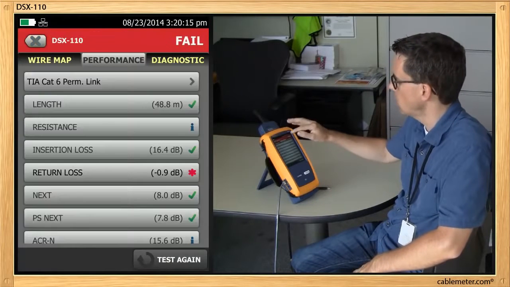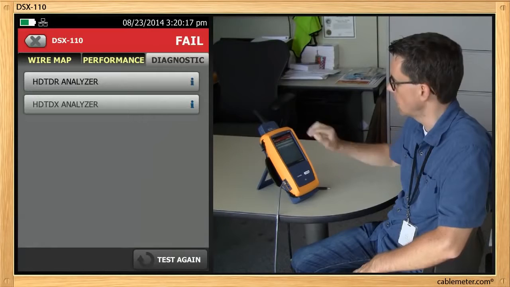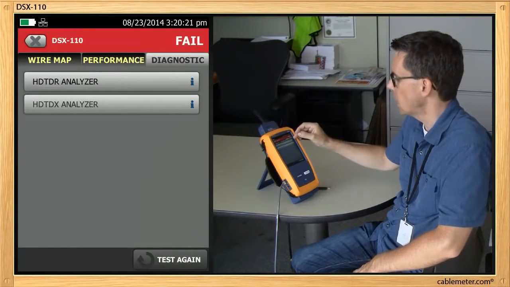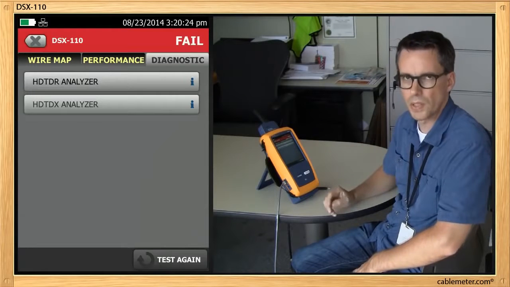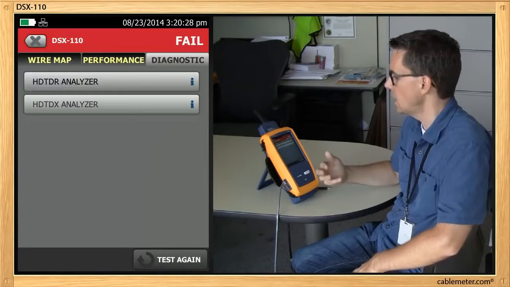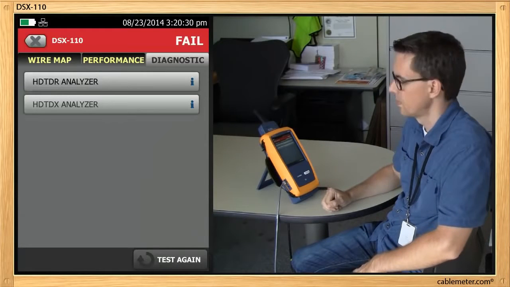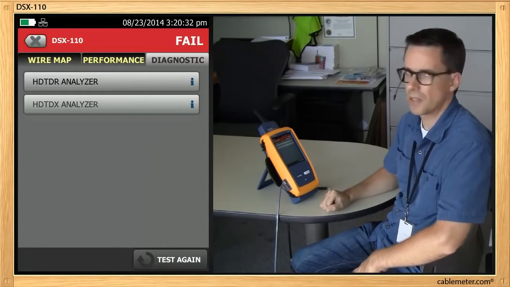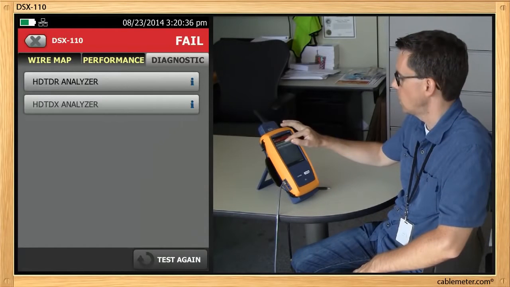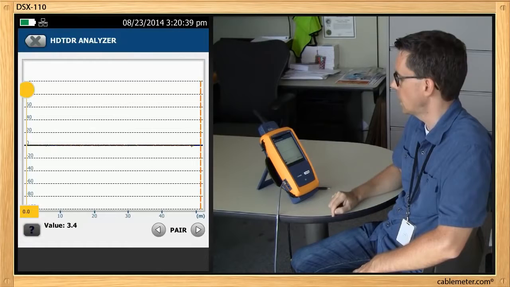So let's go back to the home screen and go to our diagnostic. Now we got two options in here. We have our high definition time domain reflectometer. That allows us to look down the cable and see where the impedance anomalies are, ideal for troubleshooting return loss. And then we have our HD TDX, X being crosstalk. Since we want to diagnose return loss, we'll go to HD TDR analyzer.